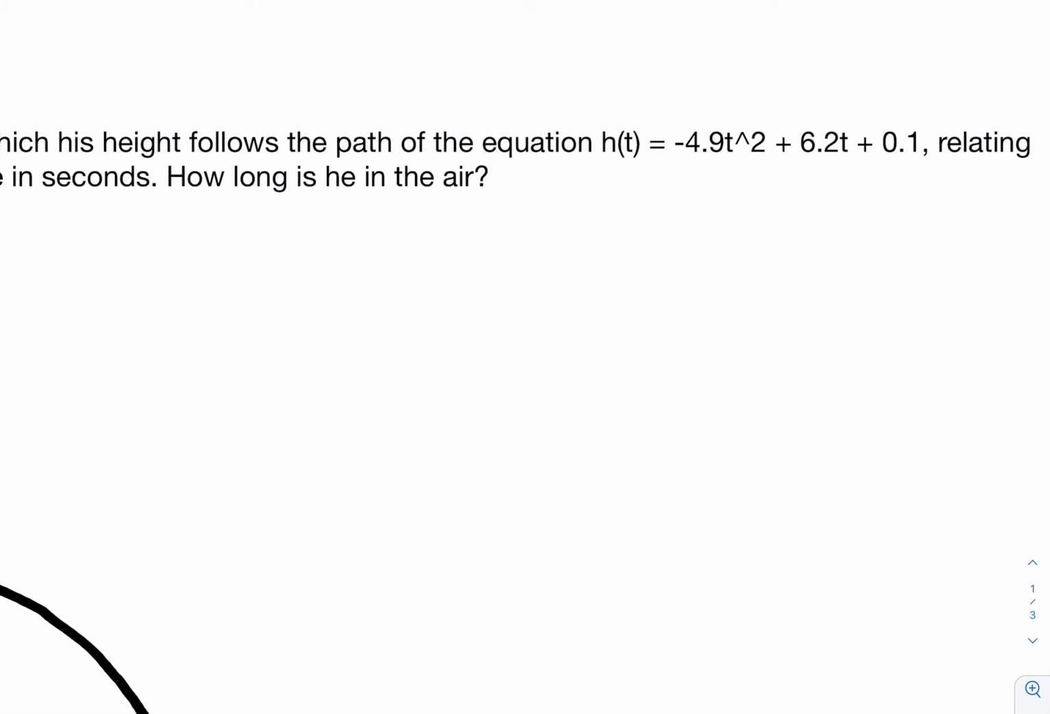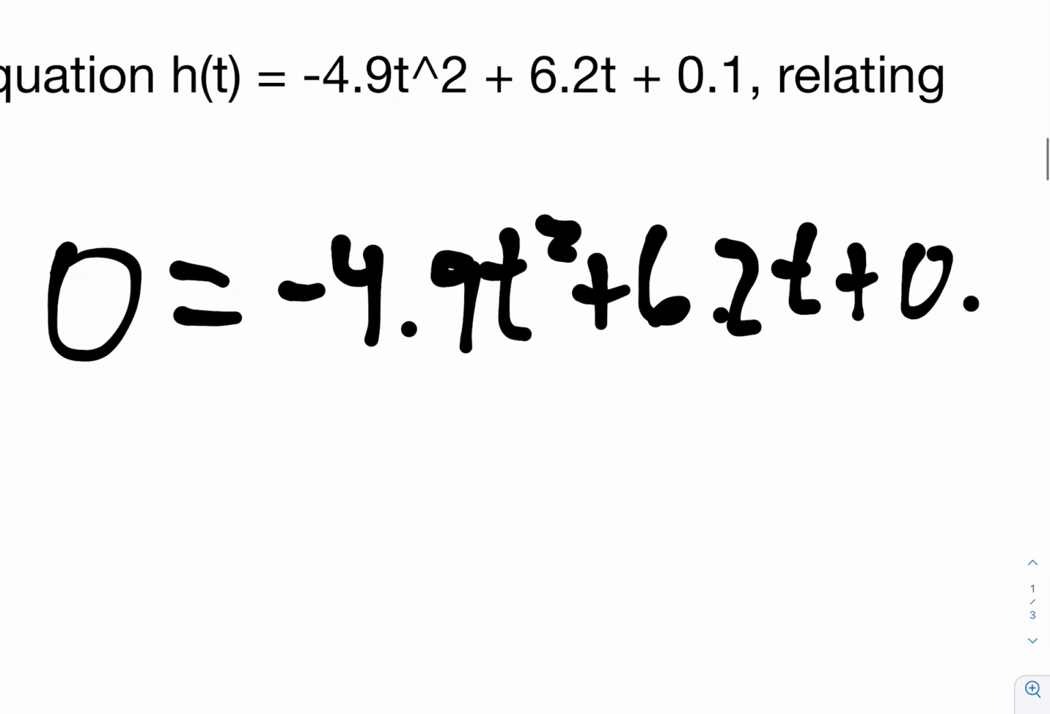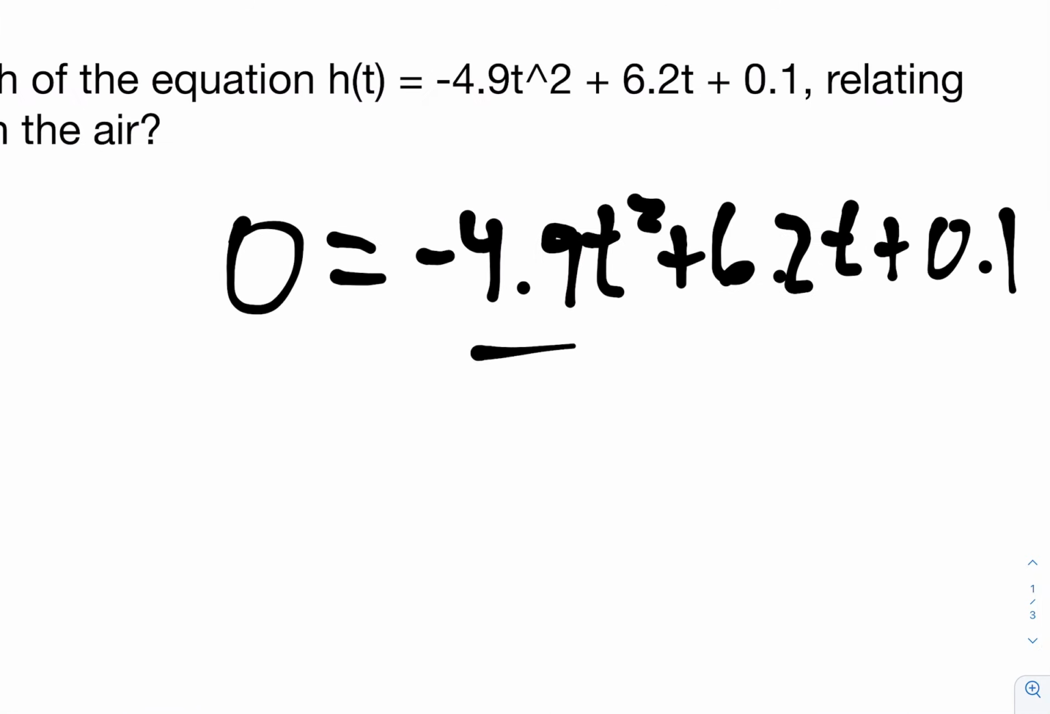And some people will say, well, can we simplify that at all? And yes, we can, because h of t does equal 0 when he's on the ground. So negative 4.9t squared plus 6.2t plus 0.1. That's our equation. If we multiply both sides by 10, because all these decimals are just to the tenths place.